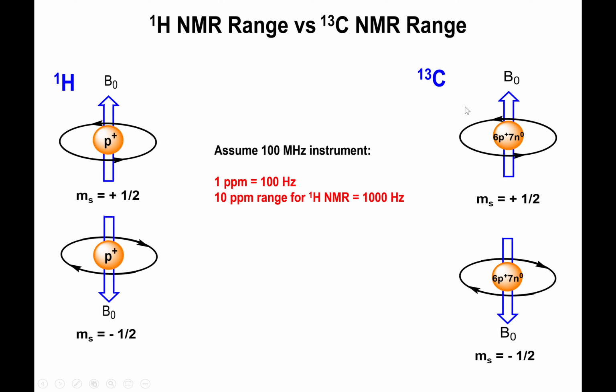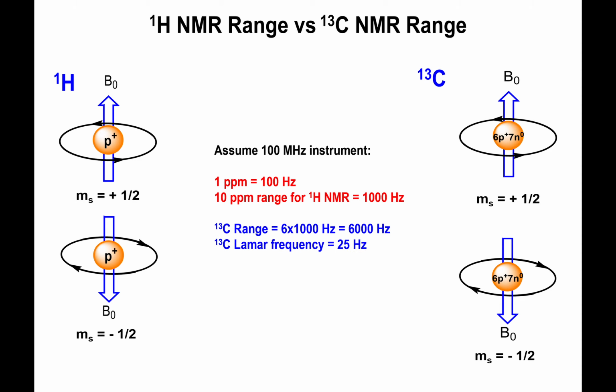Now, when you start thinking about carbon, well, you don't have just one proton in the nucleus, you have 6 protons. So it's not that unreasonable to think that for carbon-13, the frequency will have to be 6 times as large, just because you have 6 times more protons per element, right? So this will be about 6,000 hertz based on the idea here with the protons.